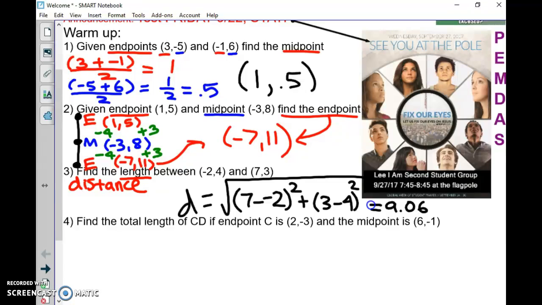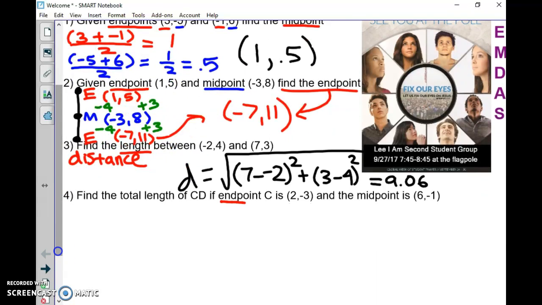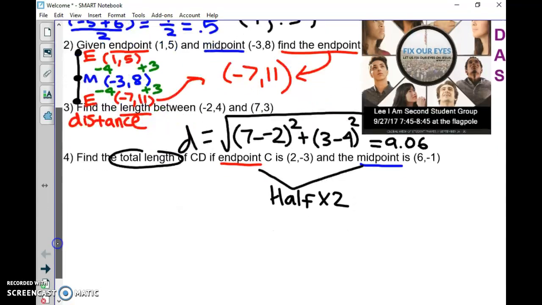All right, and then number 4, find the total length of a segment. But notice what we're given. We're given the endpoint and a midpoint. What do we call it from the end to the middle? That is half. So it's okay to find the half distance, but then we have to do what again? What do we do with the half to get the whole? That's when we're going to multiply it by 2, because this keyword is total length, right? So times 2. So really quick, distance is going to be x2 minus x1.